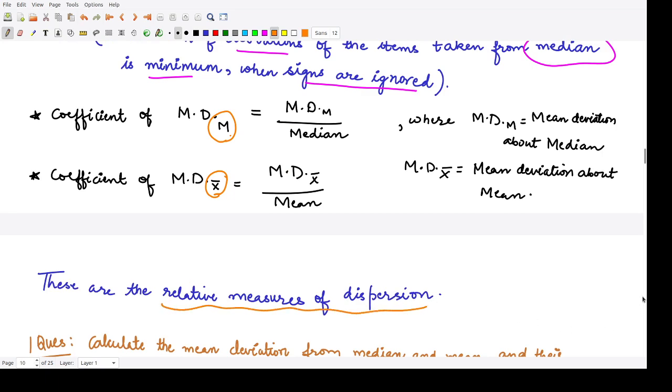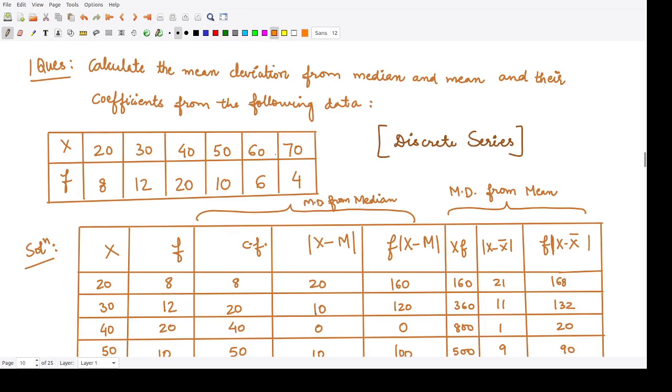So we see the example over here. Suppose the data is given to be a discrete series. That means X is the given data and F represents the frequency of the given data. Now we have to calculate mean deviation from median first and from mean second, and moreover we have to calculate the coefficients of mean deviation from this data. So firstly we will see what is the mean deviation about median.